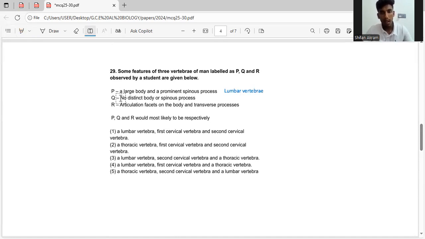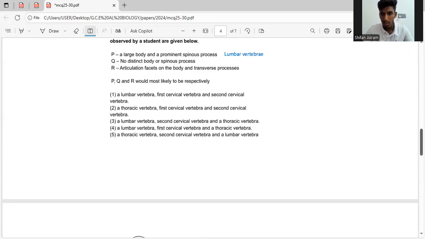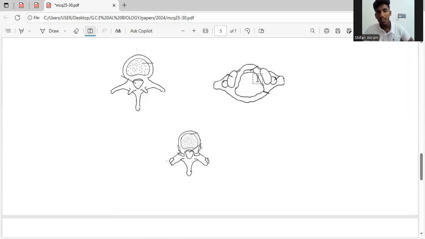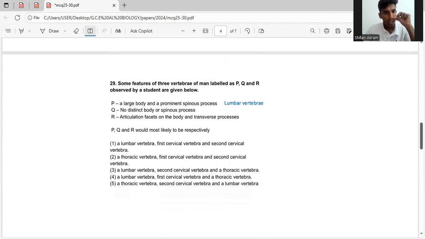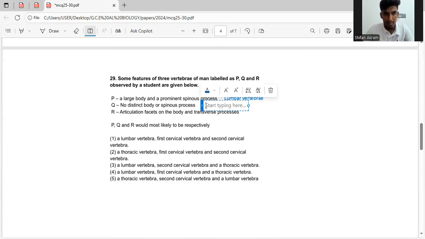Okay, Q: no distinct body or spinous process. We know the only vertebrae that doesn't have a distinct body or a spinous process is the first cervical vertebrae, which we call the atlas. So here is the atlas. We can see they don't have a prominent body and they don't have a spinous process. They can't have a spinous process because the atlas is involved in the movement of the head. If they had a spinous process, it would block that movement. For that reason, they don't have a spinous process. So Q is the first cervical vertebrae, which is the atlas vertebrae.